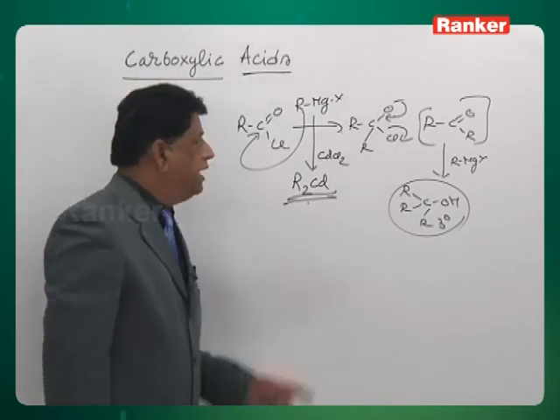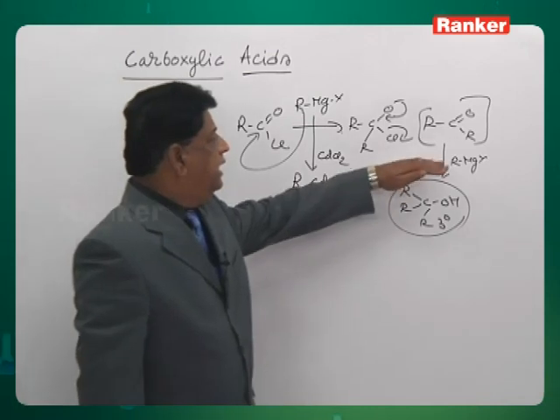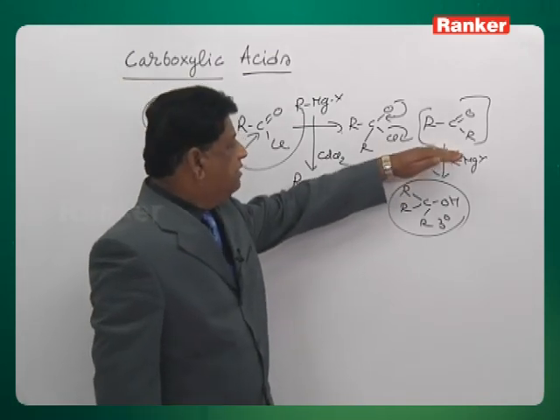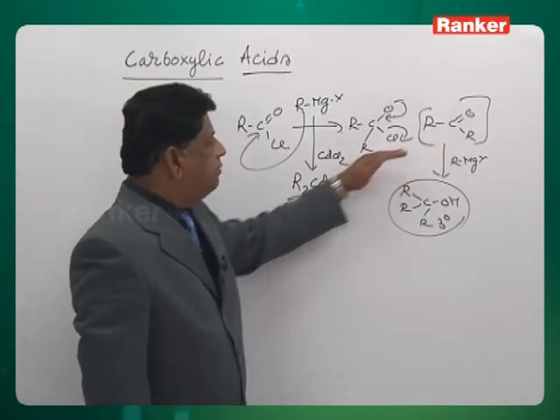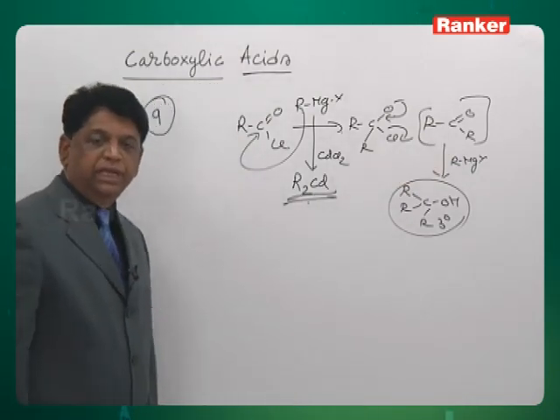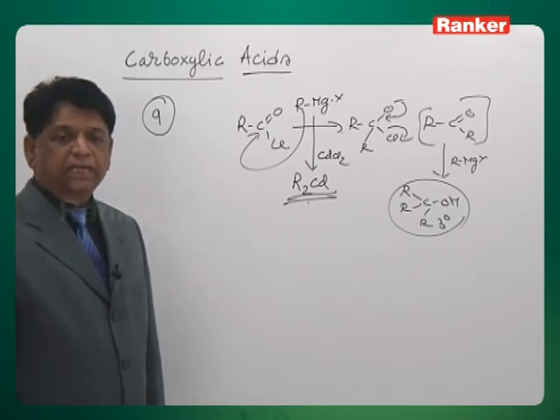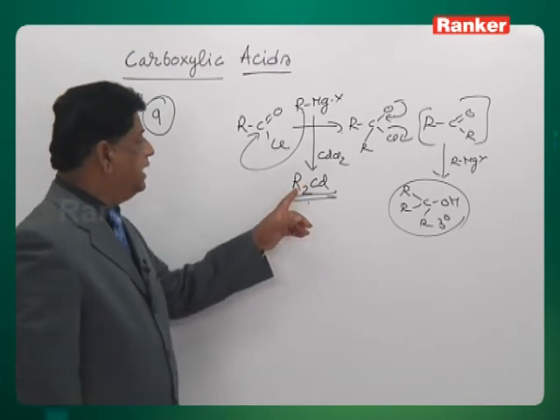Dialkyl cadmium is a less reactive compound. Only a one-step reaction takes place and it stops at the ketone. Even if the ketones are further treated with the dialkyl cadmium, they won't react, so the reaction can be stopped. Therefore, the concept here is that ketones can be formed from acid chlorides on reaction with R2Cd. That is the right answer.